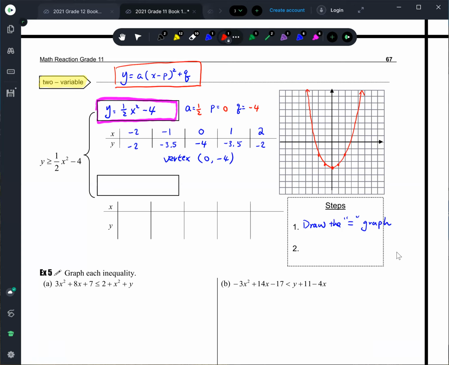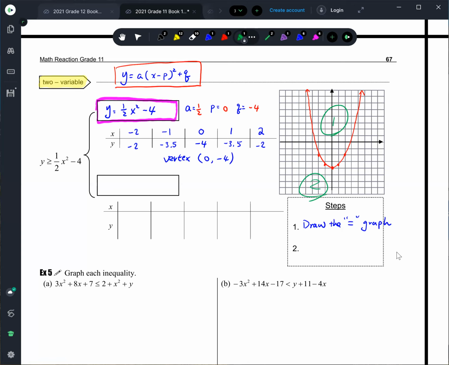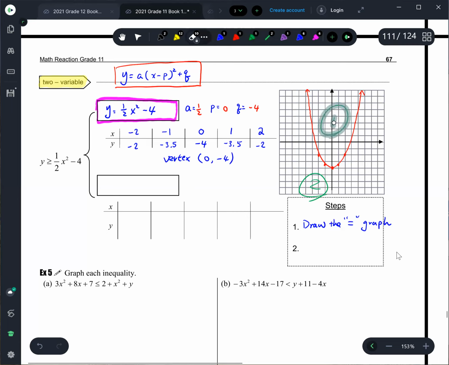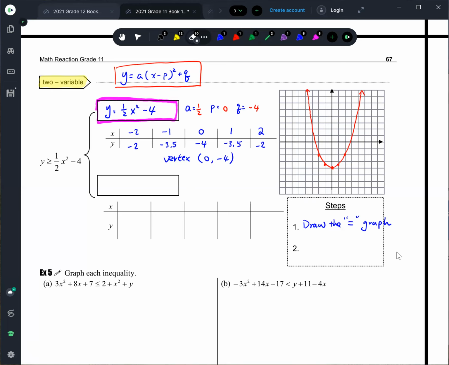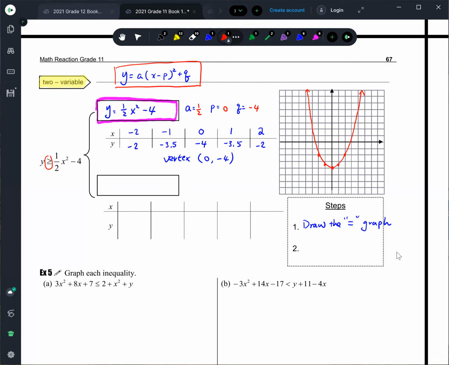Okay, so this parabola divides the graph into 2 regions, right? One is inside the parabola, one is outside the parabola. Just like if it's a straight line, it divides into the upper half and lower half. So this is your step 1: you draw the equal graph. Now, because the question has an equal sign, you need a solid line. That's why I connect with a solid line.